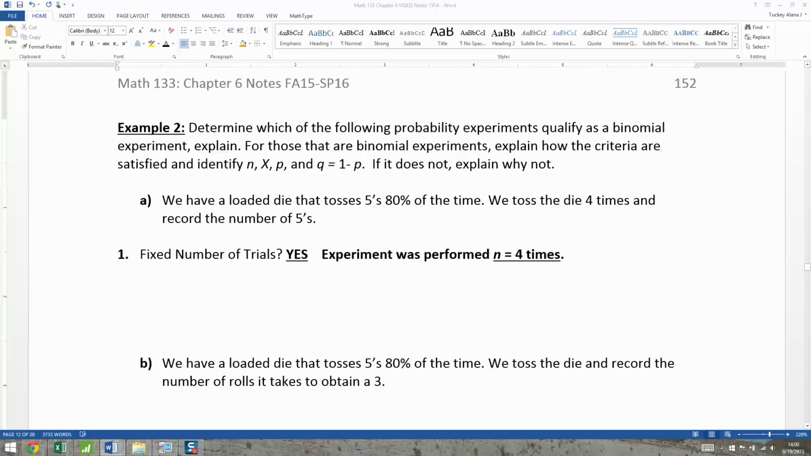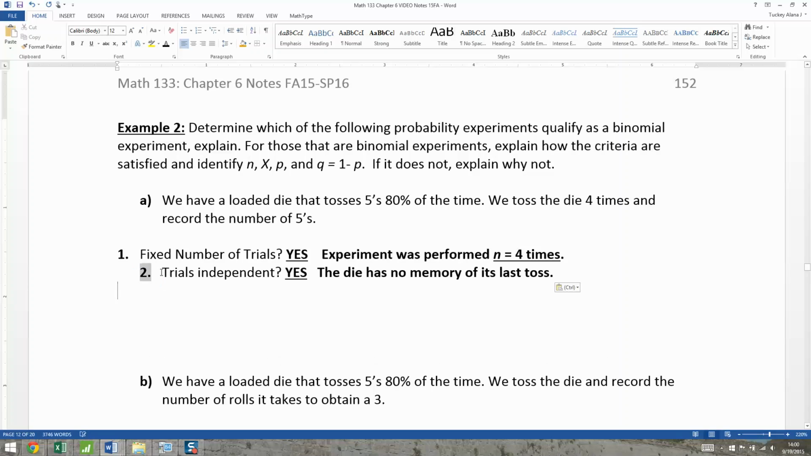Well, dice don't have any memory. We learned about them back in chapter 5. Dice are very much independent. That's one of the reasons they're involved with classical probabilities so much. So absolutely, it's one die, but you're tossing it multiple times. It has no memory of its last toss. That makes it independent.